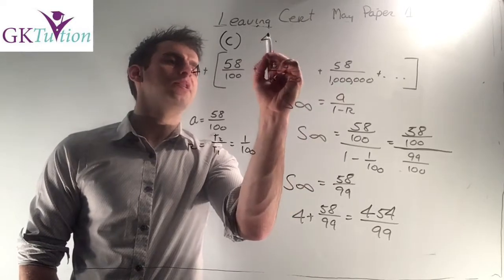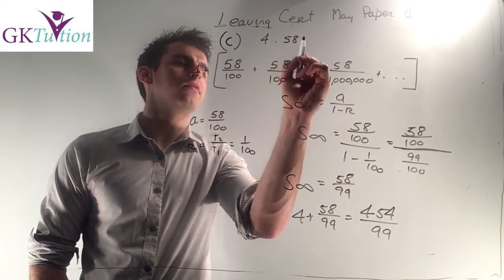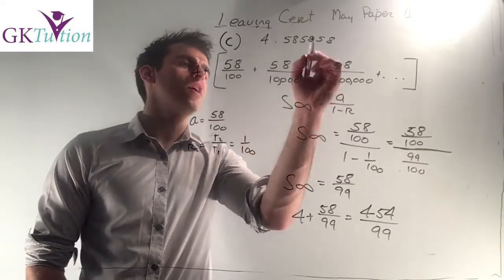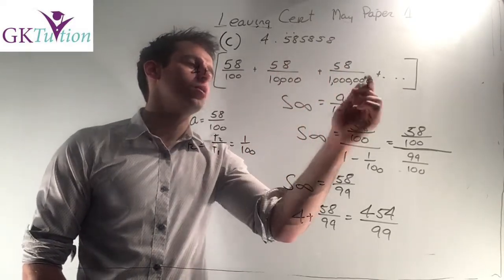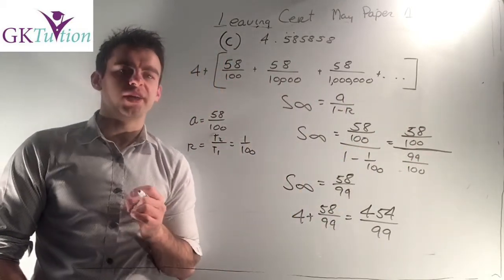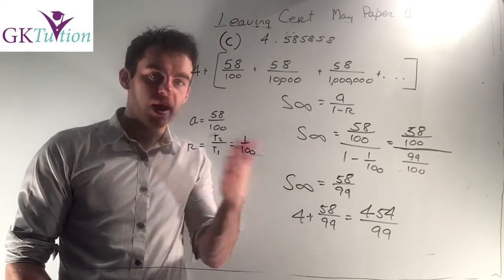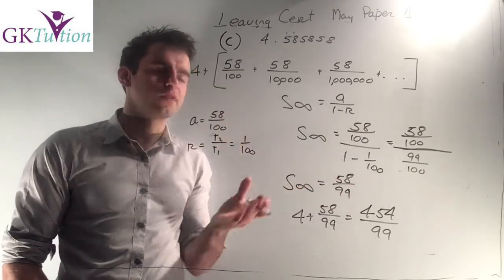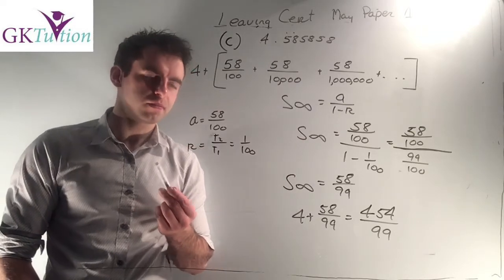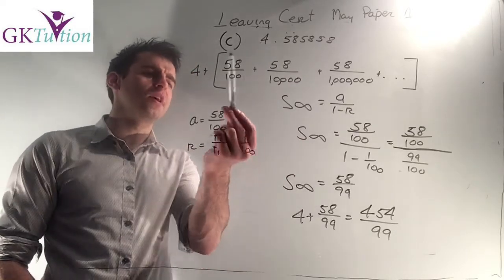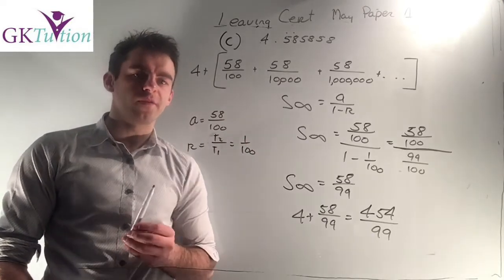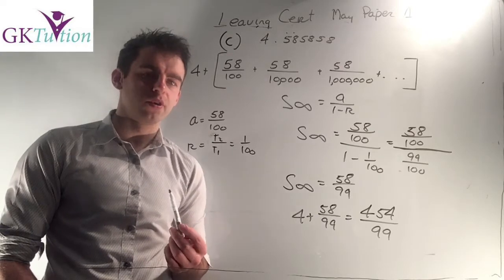So in other words, I'm saying that 4.58, 58, 58 is the same as 4 plus that plus that plus that, but obviously this goes on forever, which means you just say a plus and then dot dot dot. So what I have in my square brackets here is a geometric series that goes on forever. In order to work out what all those fractions add up to, I need to get S infinity for the geometric series. My first term is obviously 58 over 100, and then my common ratio is the second term divided by the first term, which works out as 1 over 100.